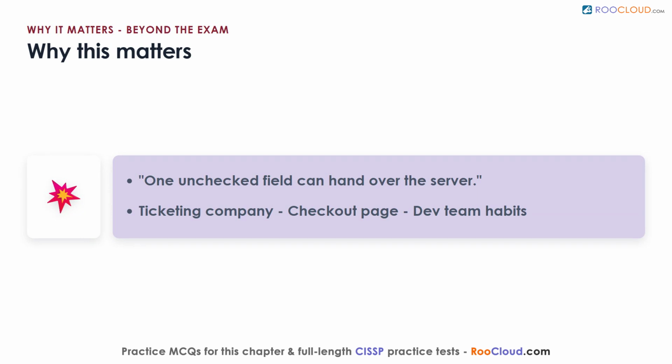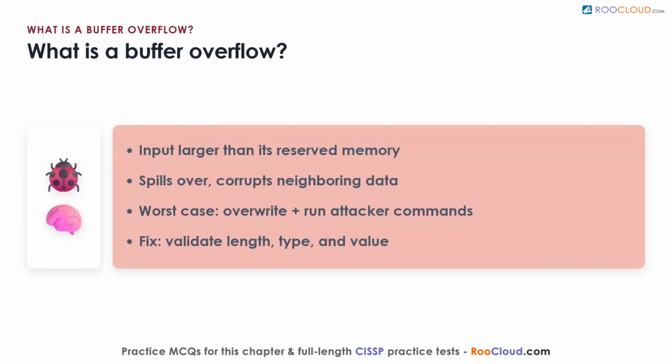What is a buffer overflow, and why does it keep happening? It happens when a program accepts input larger than the space set aside to hold it. That extra data spills past its reserved memory and corrupts whatever sits next door. In the worst case, the overflow overwrites executable instructions, letting an attacker run commands of their choosing on the server.